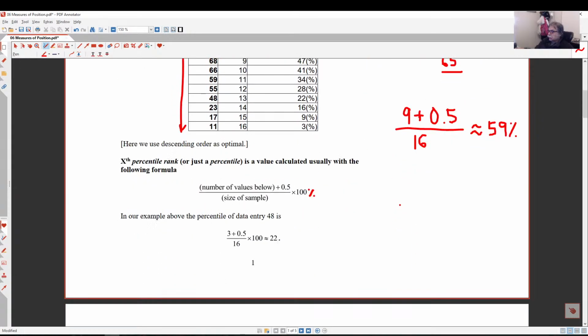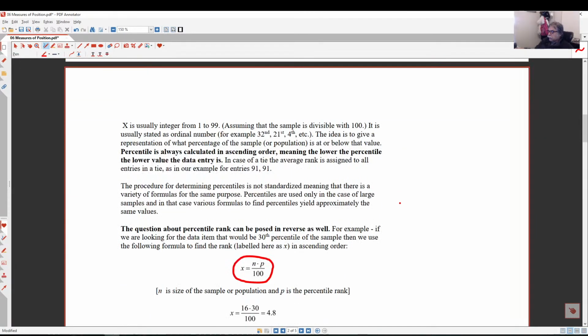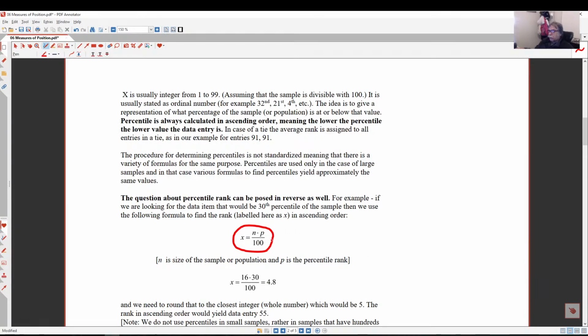So if we are using this formula to find the rank from the percentile, it will be from the bottom up, because percentile is always from the bottom up. The 1 percentile means it's the very bottom of the sample. 2 percentile, 3 percentile, that's at the bottom of the sample. 95 percentile means at the top of the sample. So this formula, how it is used.